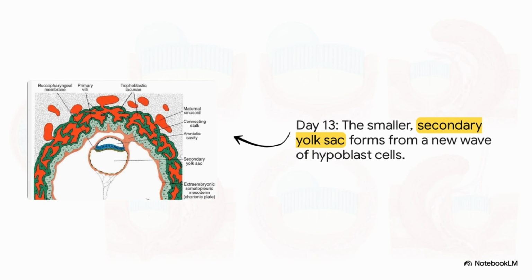By day 14, all those little spaces that formed in the extraembryonic mesoderm have all merged together. It's like a bunch of small puddles combining to form one giant lake. And this massive new cavity is called the chorionic cavity. It completely surrounds the yolk sac and the amniotic cavity, with one exception, that connecting stalk we just saw. That stalk is the only thing anchoring our little embryonic disc complex to the wall of the trophoblast. And, you guessed it, that stalk will eventually become the umbilical cord.